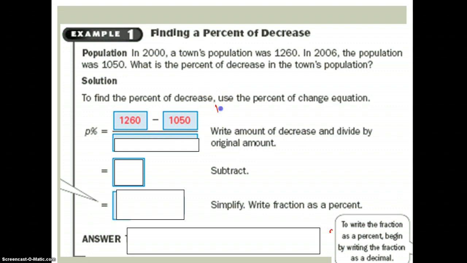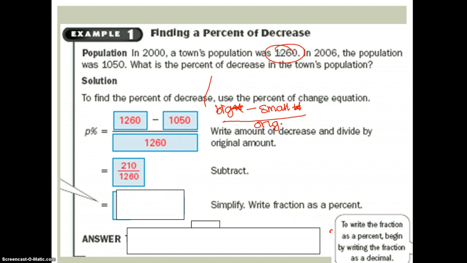Think of it as take the bigger number minus the smaller number, and then divide by the original amount. The original amount was, in 2000, 1,260. You have 210 divided by 1,260, which is 1/6.